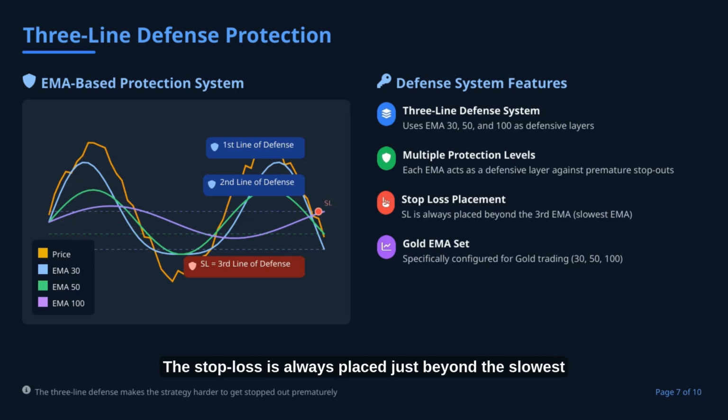The stop loss is always placed just beyond the slowest EMA, which is the 100 EMA in this case, ensuring the position has adequate room to avoid being stopped out too early. This setup is specifically configured for gold trading, making the strategy more robust and helping to maintain trades through typical market fluctuations without exiting prematurely. Overall, this layered approach adds a safety net by using these EMAs as hurdles price must pass before triggering the stop loss, improving the consistency of the trading system.